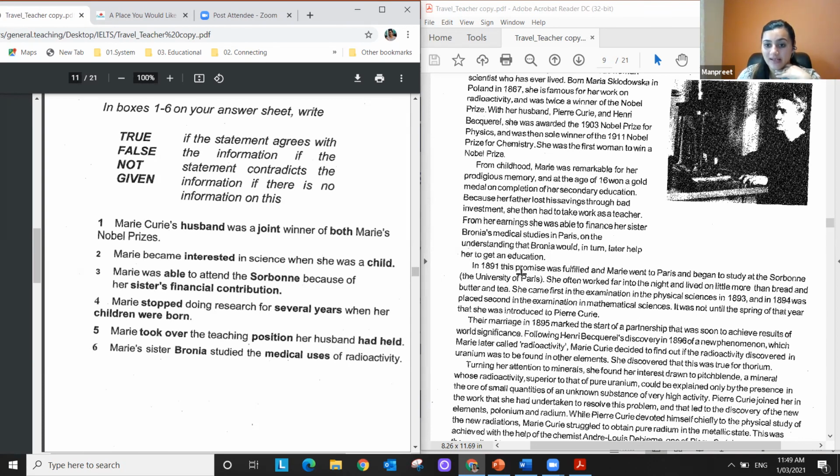So that means there would definitely be more information related. This is incomplete information. If we read the next sentence, where we have the keyword Sorbonne, it says in 1891, this promise. What's this promise? As I said, the pronouns. What's this promise? This is referring to what here? Can anyone tell me? It's a deal between them. Yep. So this promise is that she helps her sister now, but later the sister will help her. So in 1891, this promise was fulfilled and Mary went to Paris and began to study at Sorbonne University.